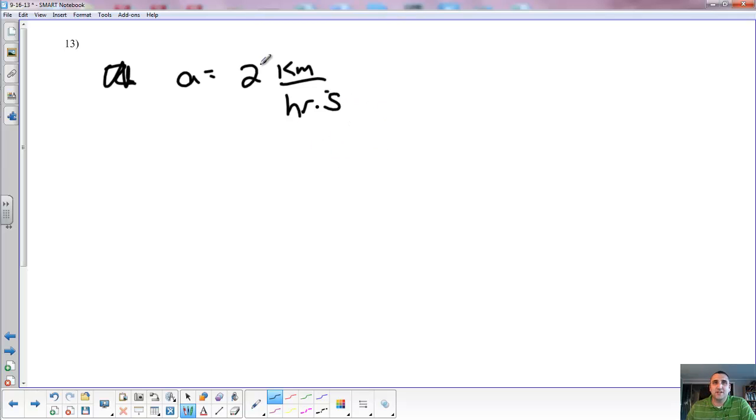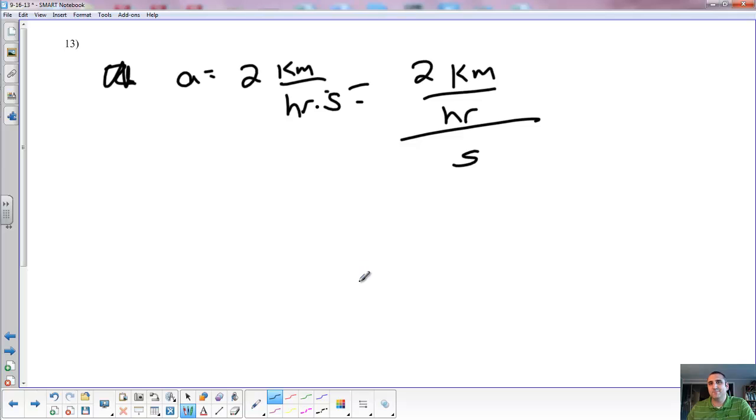So every second it changes by 2 kilometers per hour, or 4 kilometers per hour, or 10 kilometers per hour each second. That's what the unit means. I know it looks weird, hours, seconds, but it's the same thing as writing 2 kilometers per hour per second. So there you go.